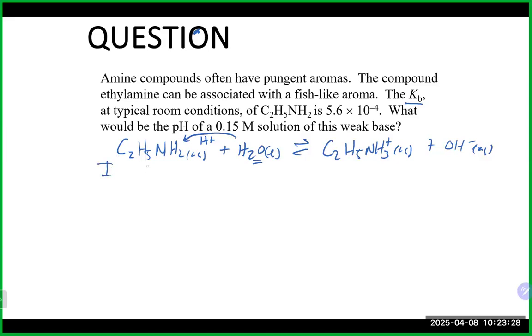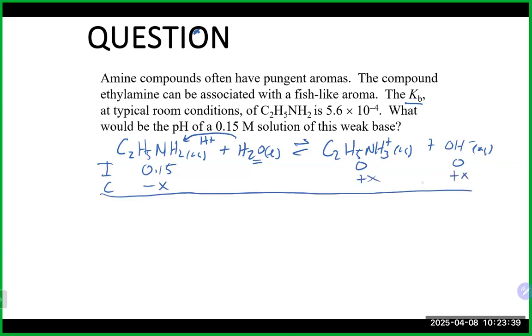Initially, we have 0.15, 0, and 0. We have our minus x, plus x, and plus x. That means at equilibrium, 0.15 minus x, x, and x. Any questions on the table here?